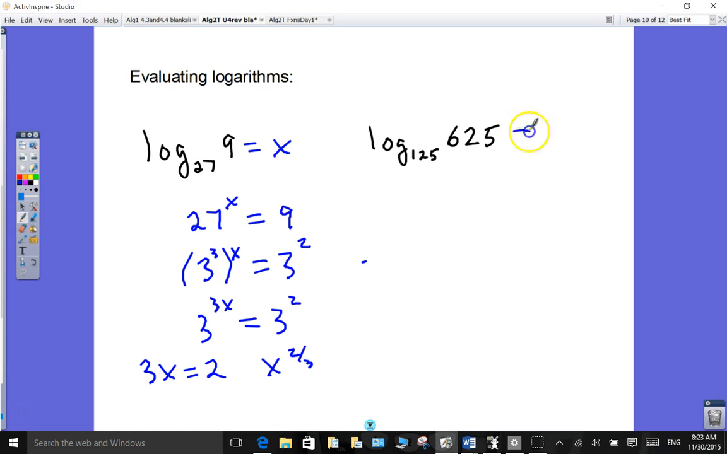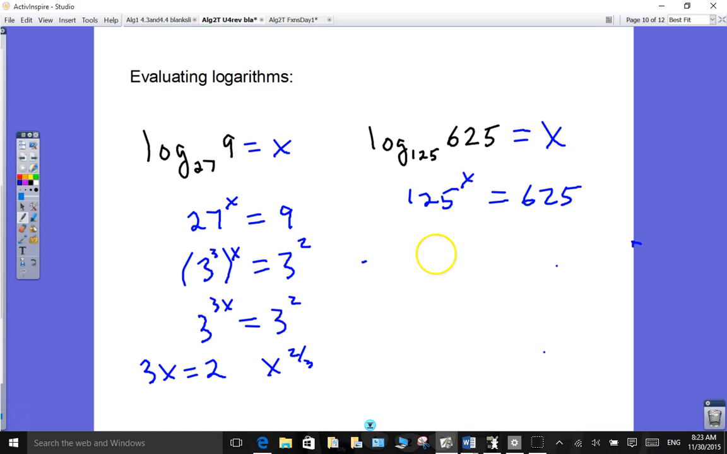What if we tried to do the same thing here? Set it equal to x. Sorry, this thing is starting to mess up. 125 to the x equals 625. Right. What number? 125 and 625 are powers of some smaller number. What number is it? 5, right?